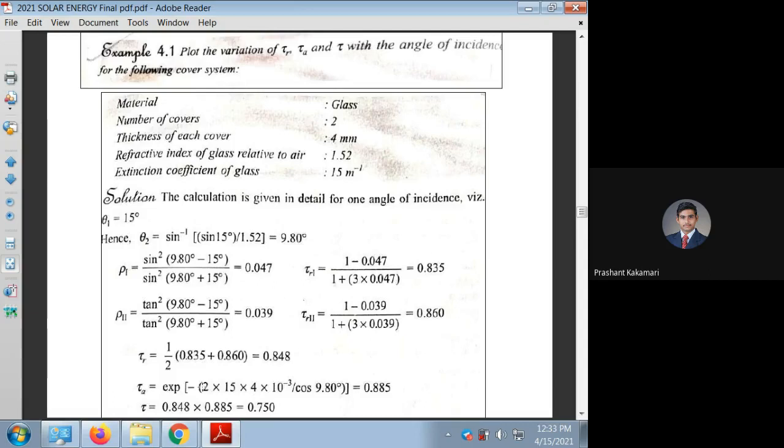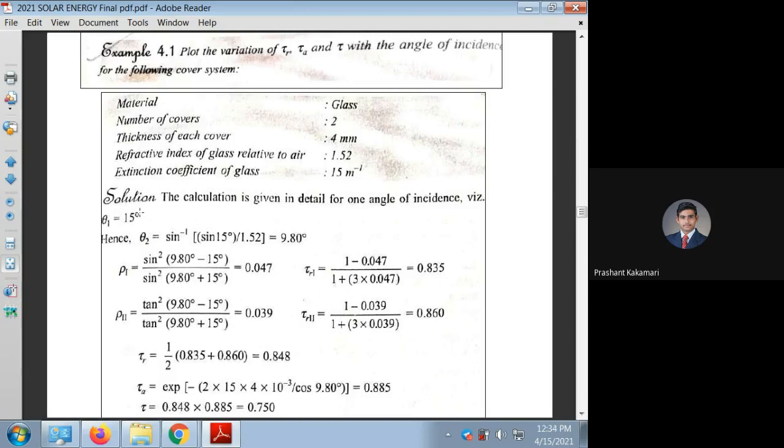Okay. So similarly, using Bouguer's or Vogel's law, it is tau alpha, the transmissivity of the energy after absorption through the mediums, as e raised to minus n, the number of glass covers, into k. K is the extinction coefficient, or Clay's constant, which is also given as 15 per meter, into the thickness of the glass covers. For the mm they have given thickness 4 into 10 to the minus 3 meters, divided by cos theta 2. Theta 2 is 9.84. So tau alpha I can get as 0.885. The effective tau is for 15 degrees.